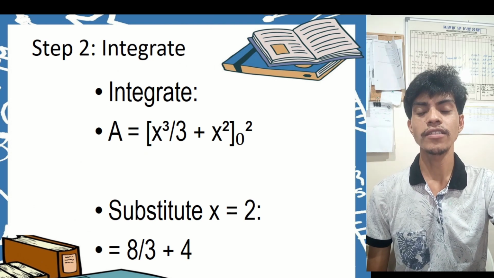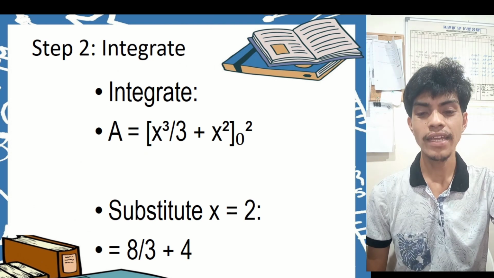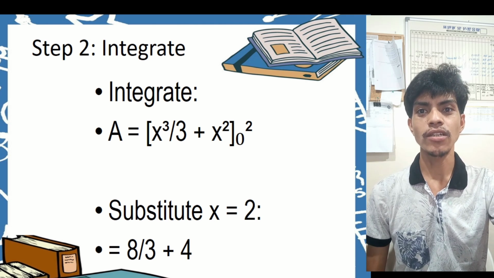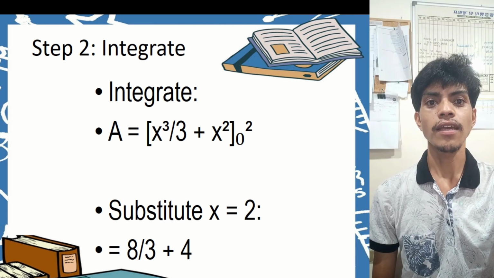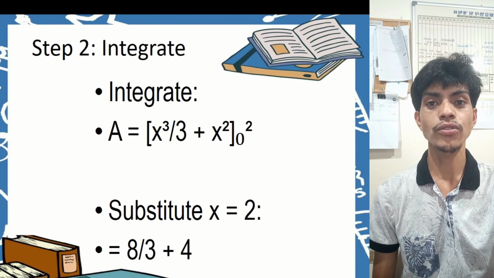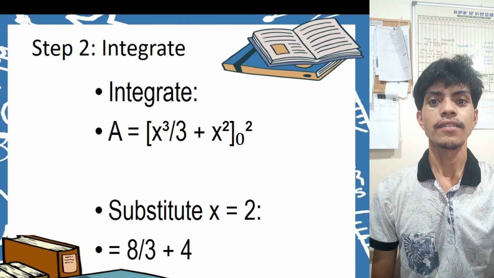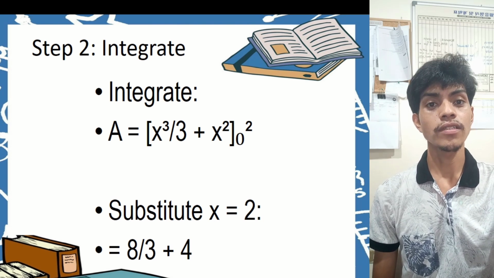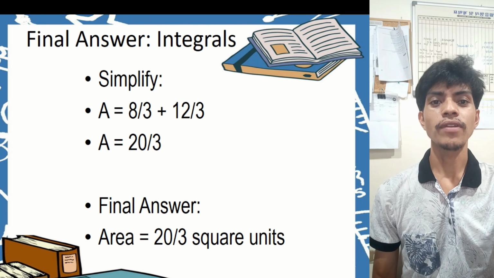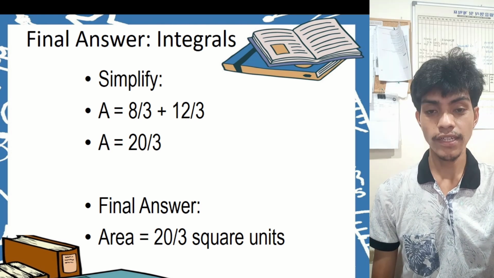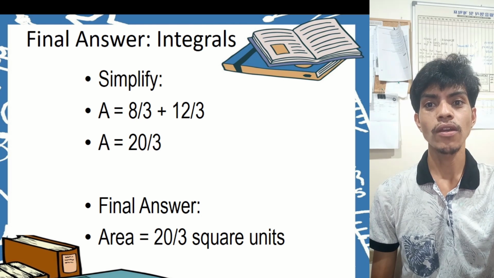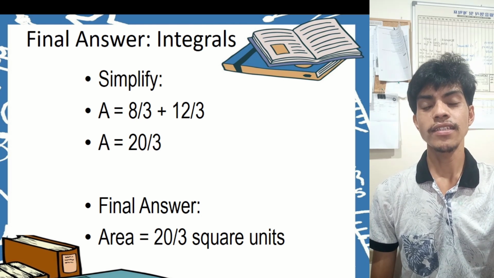Here is step 3, apply the limits. Substituting x equals 2, the result is 8 over 3 plus 4. Substituting x equals 0, the result is 0. So step 4, simplify. Now the area equals 8 over 3 plus 12 over 3, so area equals 20 over 3. That is the final answer.